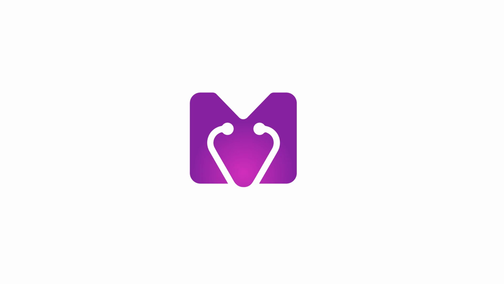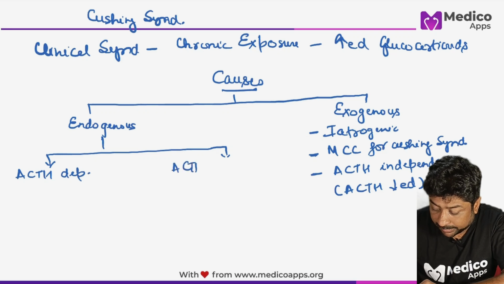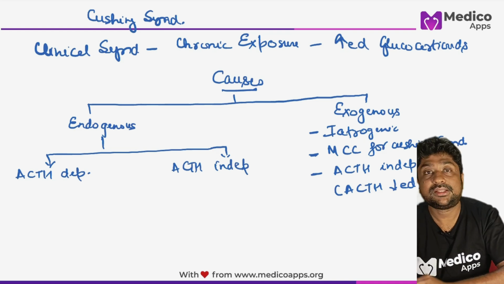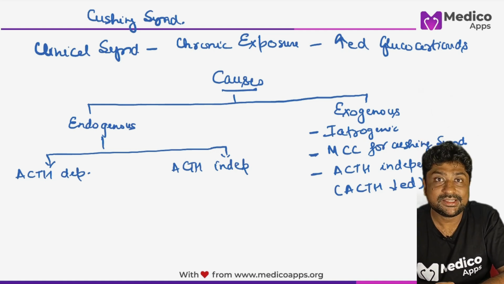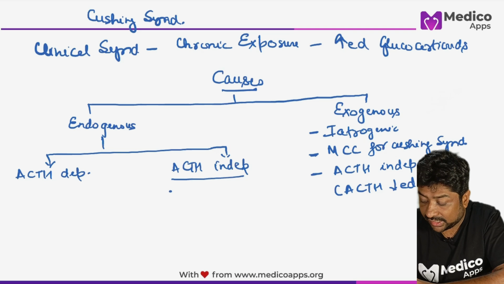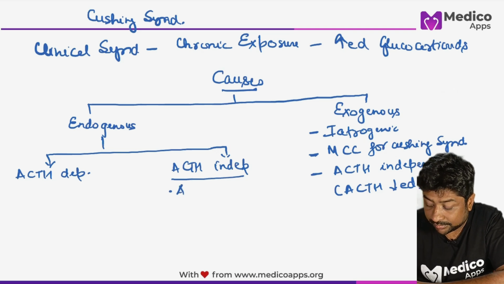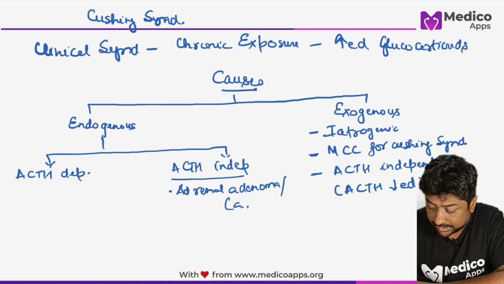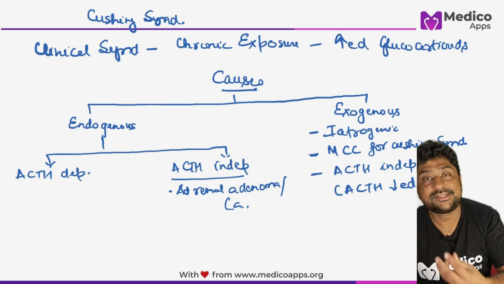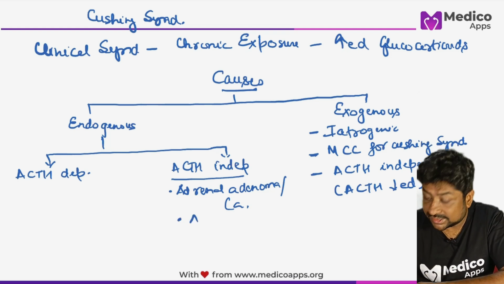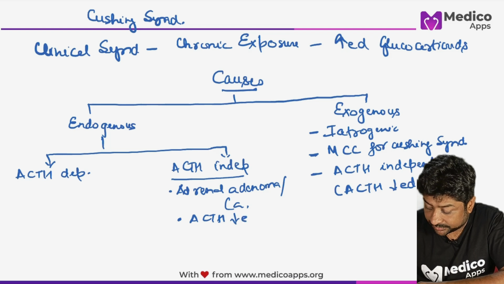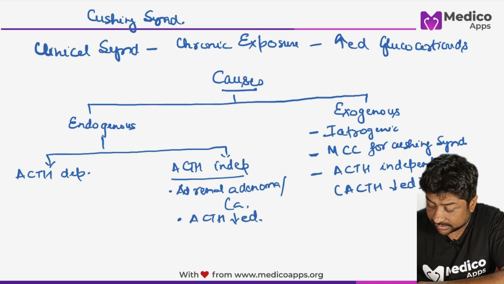When we talk about endogenous causes, again it is divided into ACTH dependent and ACTH independent, which means, is the cortisol level increased because of the ACTH or is it rising independent of ACTH? In ACTH independent, we will have adrenal adenoma or carcinoma, which in itself is producing cortisol. So this is ACTH independent. Remember, in this case again, ACTH level will be decreased.